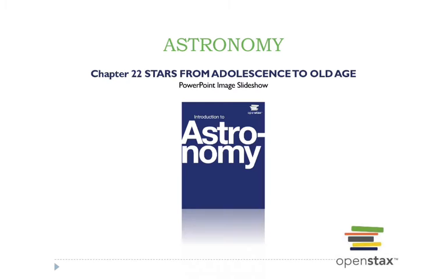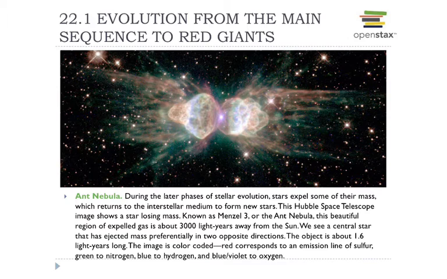We're going to be looking at Chapter 22, Stars from Adolescence to Old Age. And so we'll begin with evolution from the main sequence to red giants, to see what happens to stars at the end of their life.